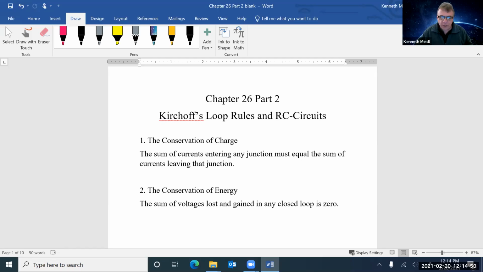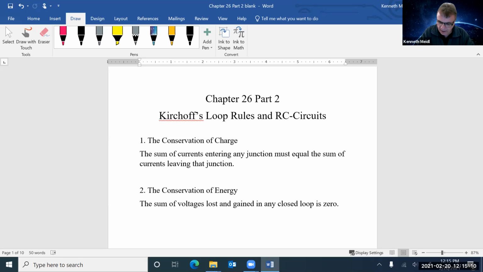Hello, Physics 103 students. This lecture is chapter 26 on simple DC circuits, part two. The first one we looked at using Ohm's law and the rules for adding up total resistances if resistors are in series or in parallel.